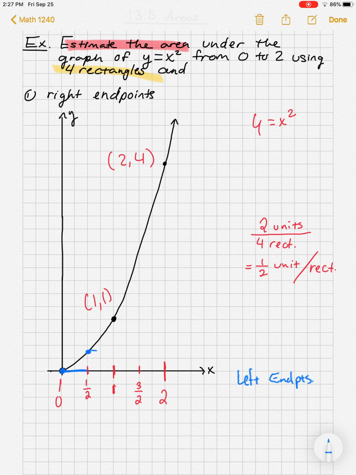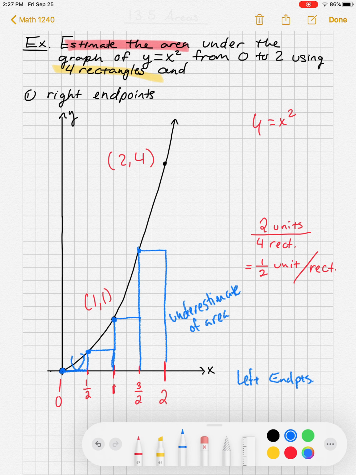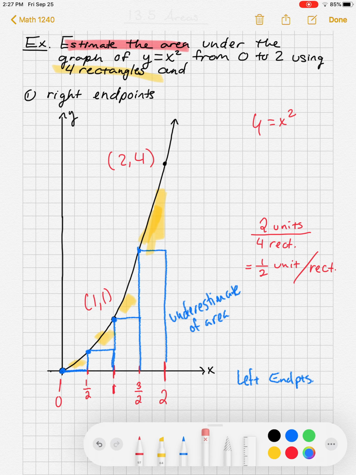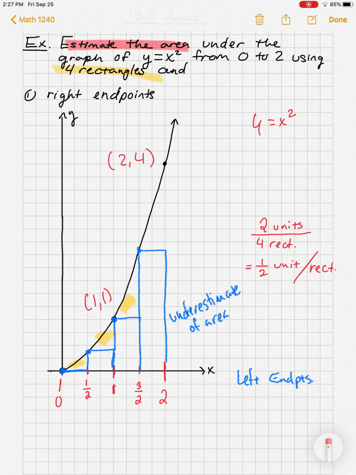Then I would start here. Here would be my second rectangle. Then I would start here. See how I'm using each left endpoint to be the top of the rectangle? And then I would start here. Okay. So those would be my rectangles if I did left endpoints. So that would be, in this case, an underestimate of the area, right? Because I would have left out all these areas. Okay. So that's one option. I mean, I could choose the left endpoints.